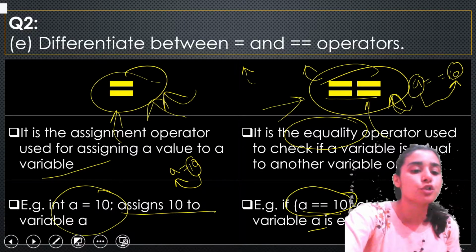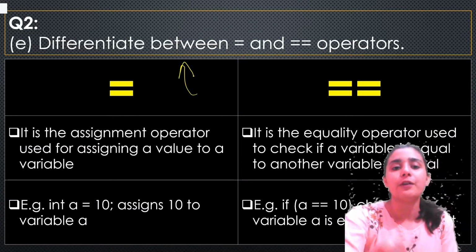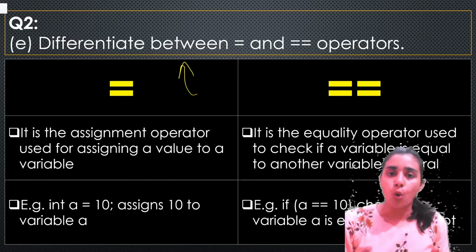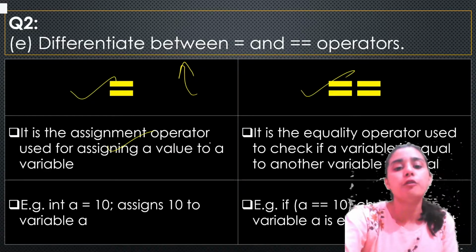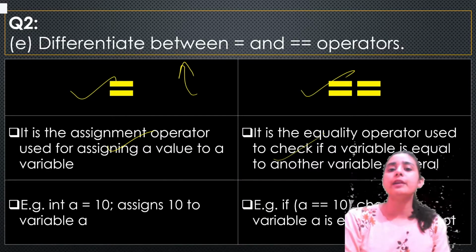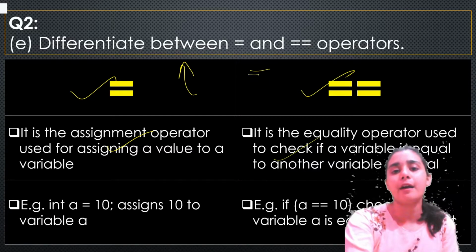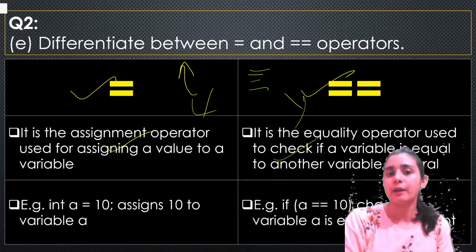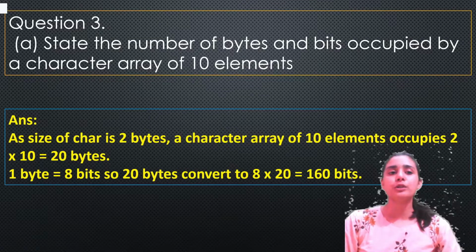One more thing I want to tell you here: wherever you find a question asking you to differentiate between two things, please do the differentiation with the help of a table only. That will be more impactful when you write. I could write the same answer in paragraph form also, but you do it in tabular form only. Try to give the answer in tabular form. I'm moving to the next question.